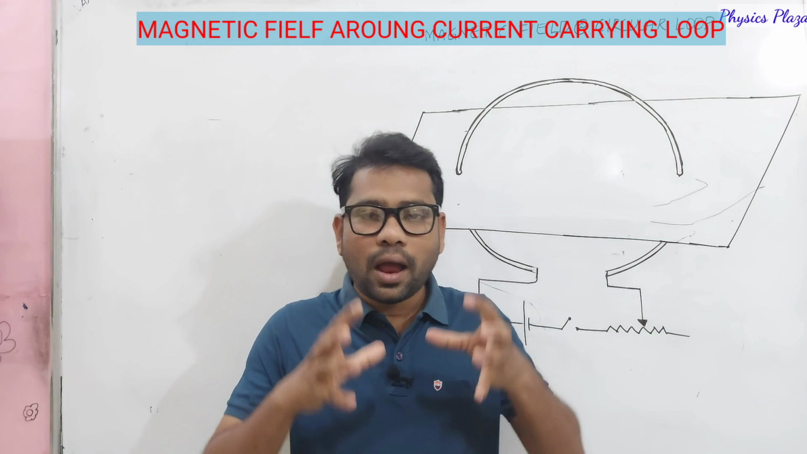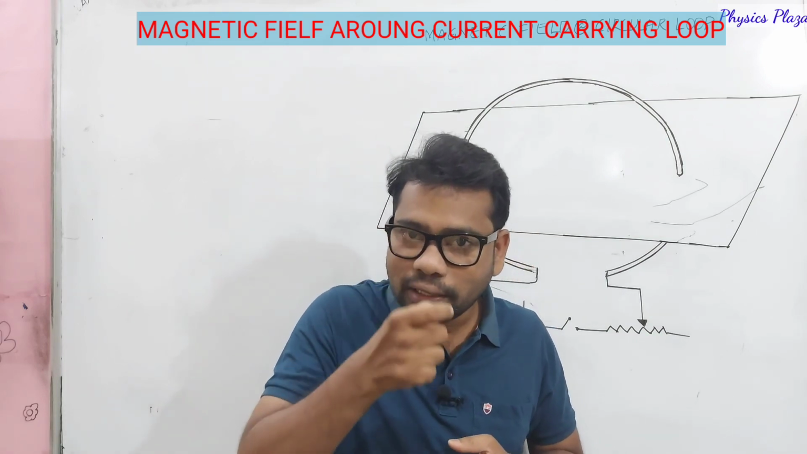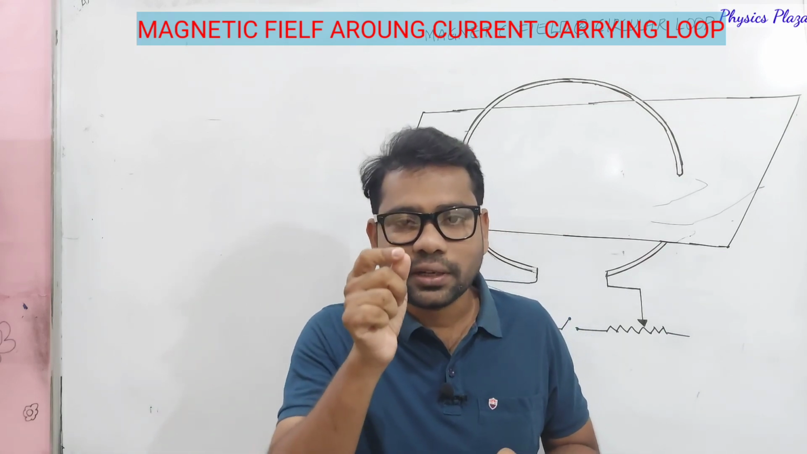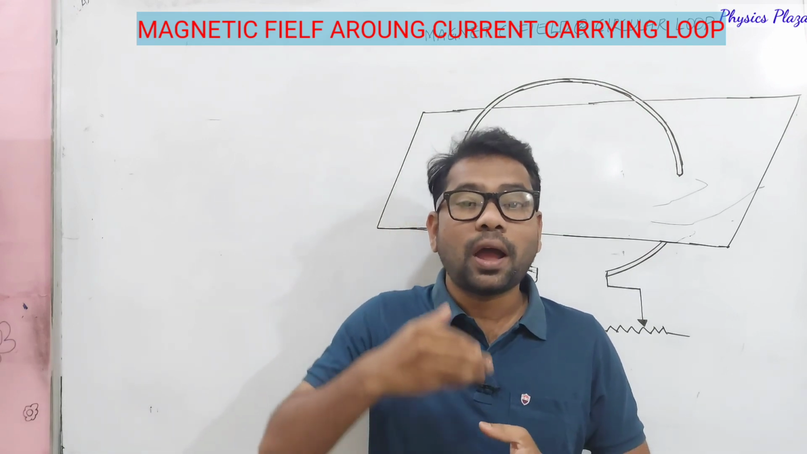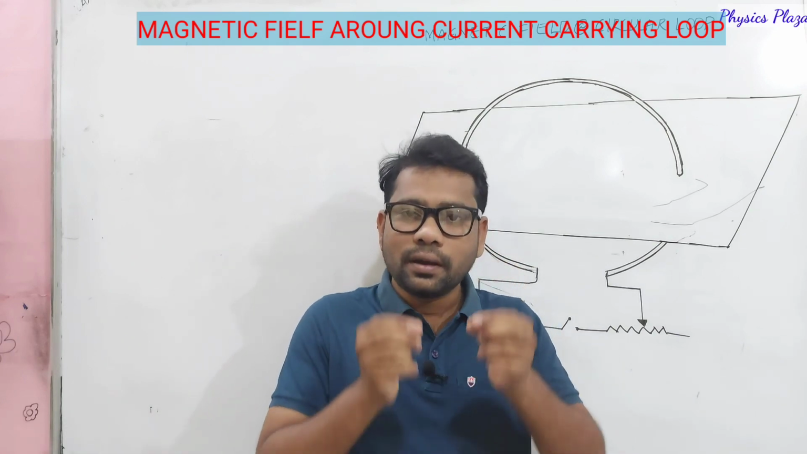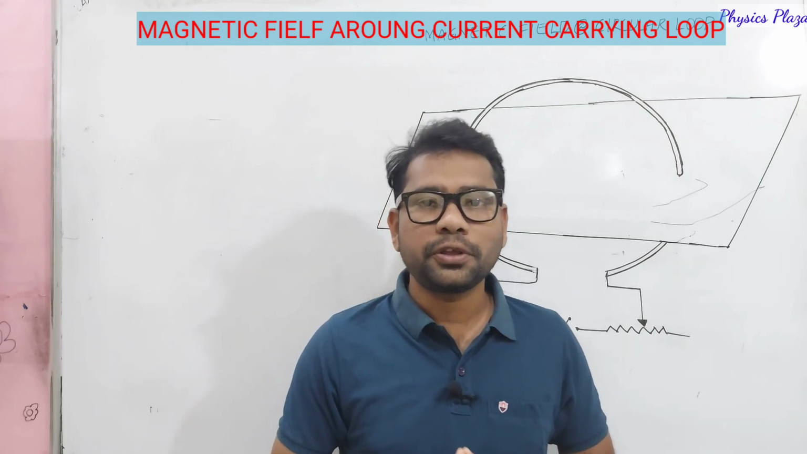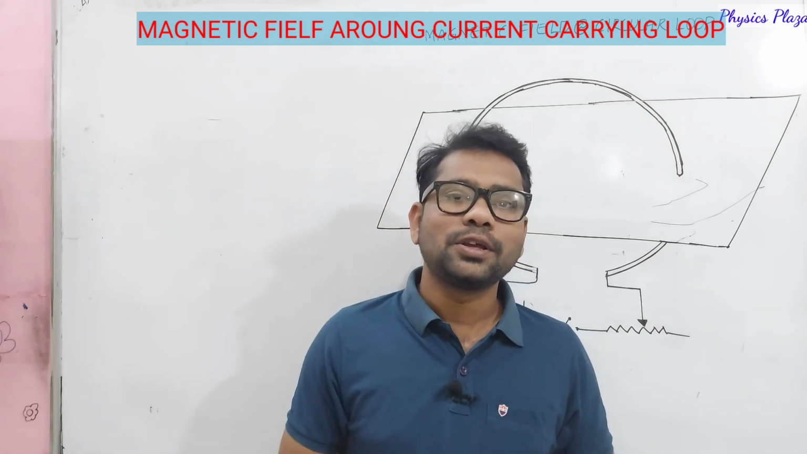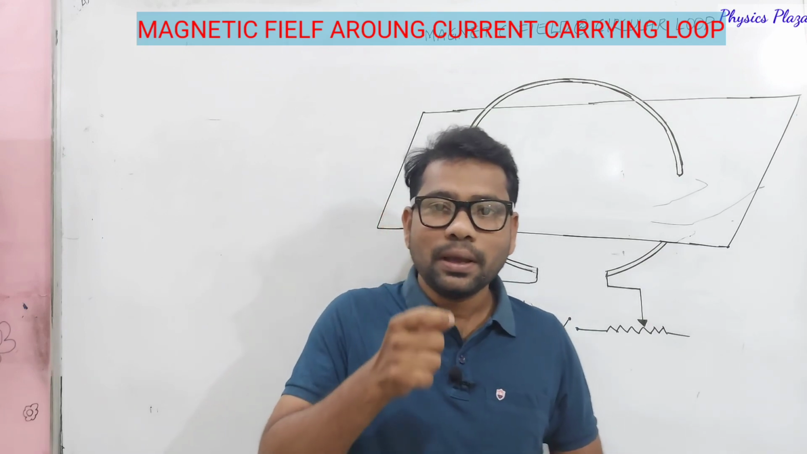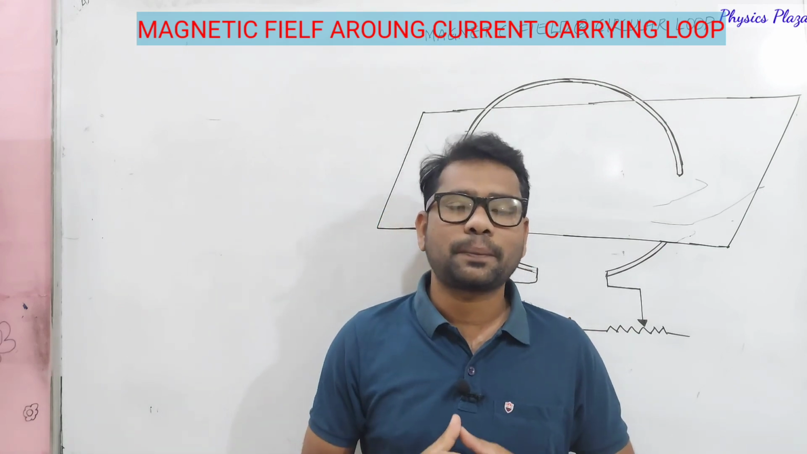But children, how do we prove that there is a magnetic field near a current carrying wire? Again, the wire might be straight or circular. How can we prove that there is a magnetic field near the current carrying conductor? Obviously we are going to use a magnetic needle. With the help of a magnetic needle, dear children, we will come to know that there is a magnetic field around the current carrying conductor.